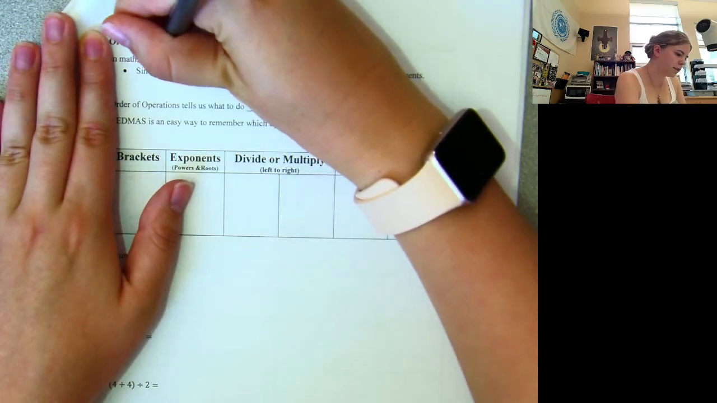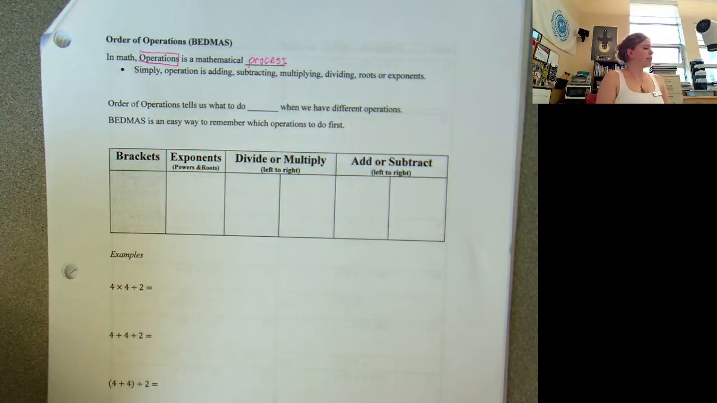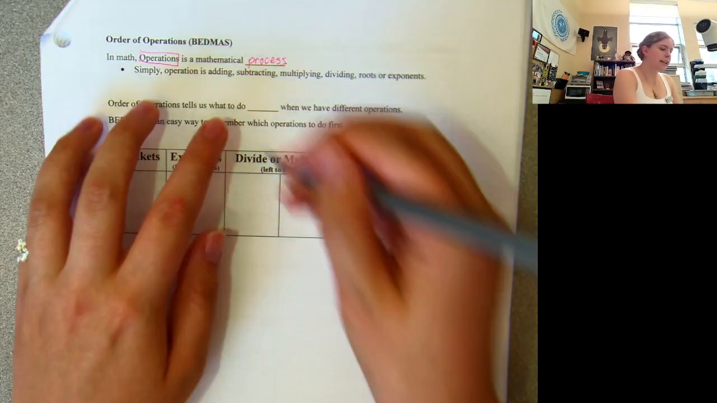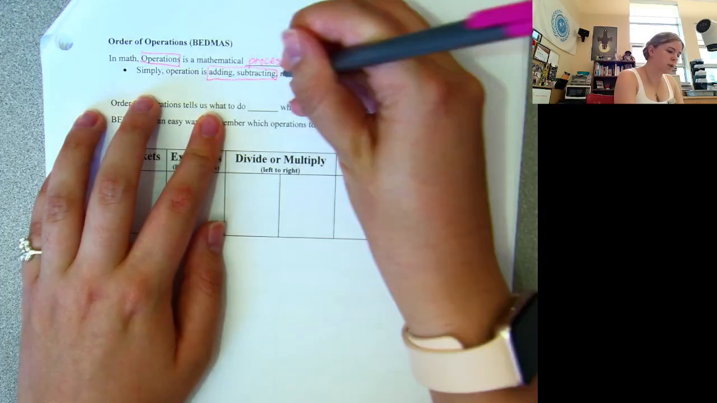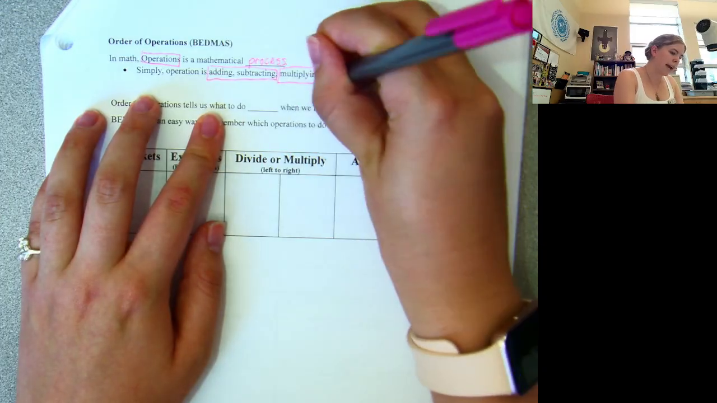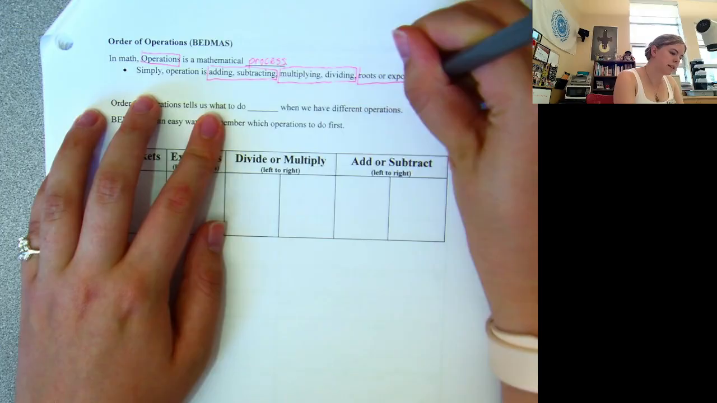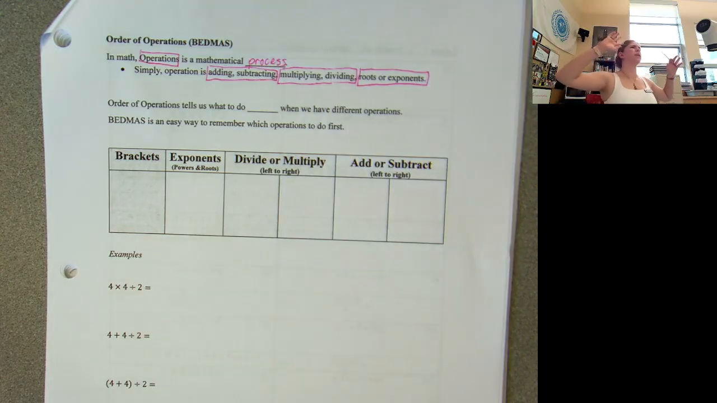All right. So operations is a mathematical process, right? So put simply, operation is adding and subtracting, which we like to group together. It is multiplying and dividing, which we also like to group together. And it's roots or exponents. Who remembers what roots or exponents are? I won't call on you or anything, just raise your hand if you have any recollection of what you think it might be. Cool, awesome. We will look at those in a couple seconds.